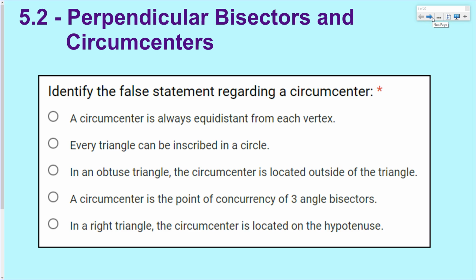Today we're going to take care of section 5.2, and it deals with perpendicular bisectors and properties of something called a circumcenter. Up on the screen you'll see your exit question that you can fill out in the Google form on my website.